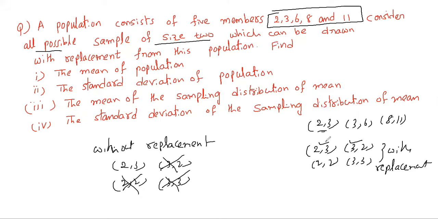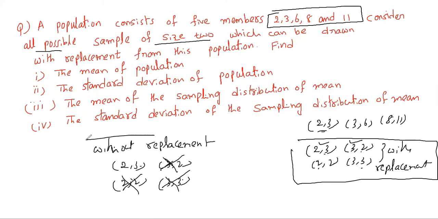Listen carefully. What I am saying: with replacement means if you take 2 comma 3, you can take 3 comma 2, 2 comma 2, 3 comma 3. That is called with replacement. Without replacement means if you take 2 comma 3, you don't have permission to take 3 comma 2, 2 comma 2, 3 comma 3. So this is called without replacement. Now, the samples are drawn with replacement from this population.